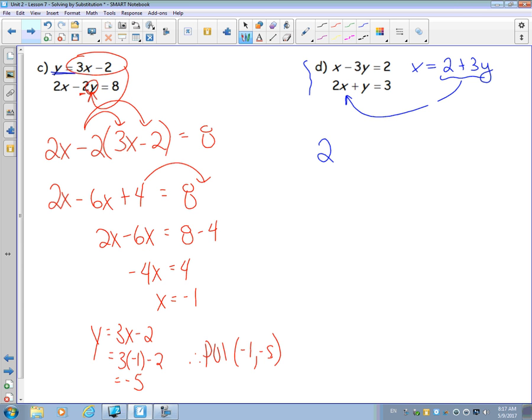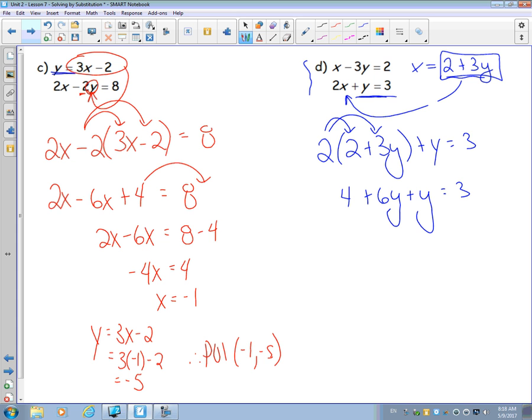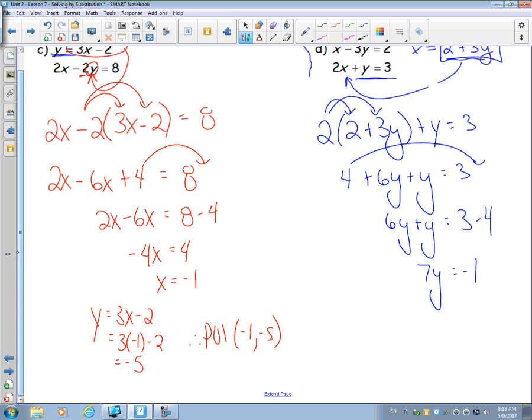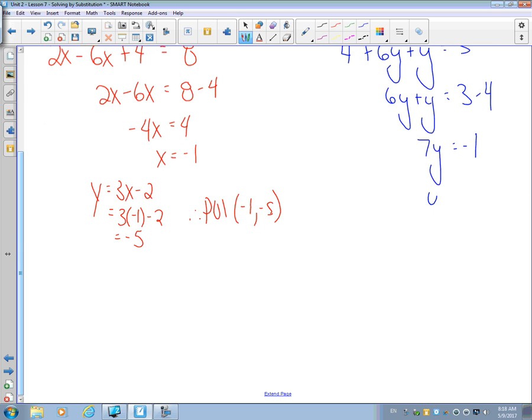Okay, I'm just going to do it this way. So 2 times x. X is this stuff, so in brackets, 2 plus 3y. And then the rest of the equation is the same, so plus y equals 3. Let's distribute. So 4 plus 6y plus y is 3. I got 6y plus y is 3 minus 4. Bring the 4 over. I got 7y is negative 1. Uh-oh. When I divide out this time, I get y is negative 1/7.